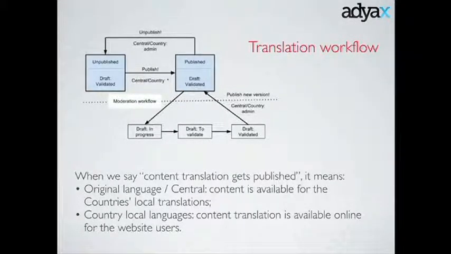Because when we say that content translation gets really published, we have several conditions. The original language and the central content have to be available for the country. So the initial package in the central has to be available. Once everything is translated, only then can it really get published to the website. So the published condition we have, for example, for a product, is that all the fields are translated and available. So this is kind of custom too, because we use entity translation and we have to support this kind of condition when it's really published.